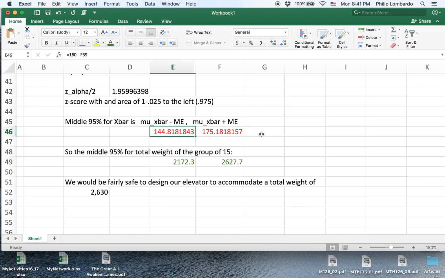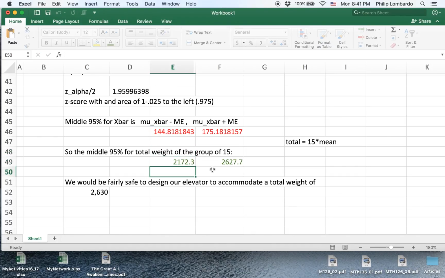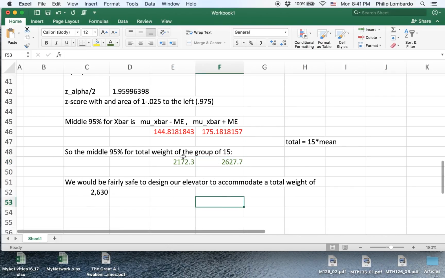And again, the only difference here is that to get the total, we just took the number of people in our group times the mean weight. So if we have a middle 95% for X bar for the mean weight, right? Just multiplying each one of those boundaries by 15 gives us a new middle 95%, but for the total weight of the same group.